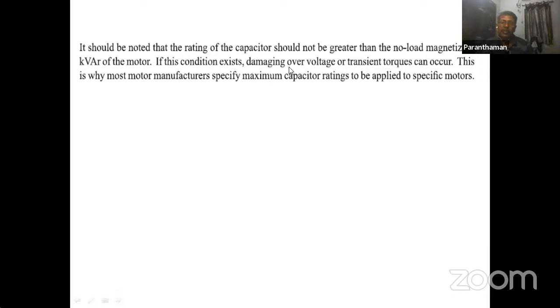If this condition is exceeded, damaging overvoltage or transient torque can occur. Excess capacitor is also harmful to the system. This is why most motor manufacturers specify maximum capacitor ratings for specific motors. Yes, sir, we have to keep this point in mind. We should use the optimum size of capacitor and not exceed the limit.